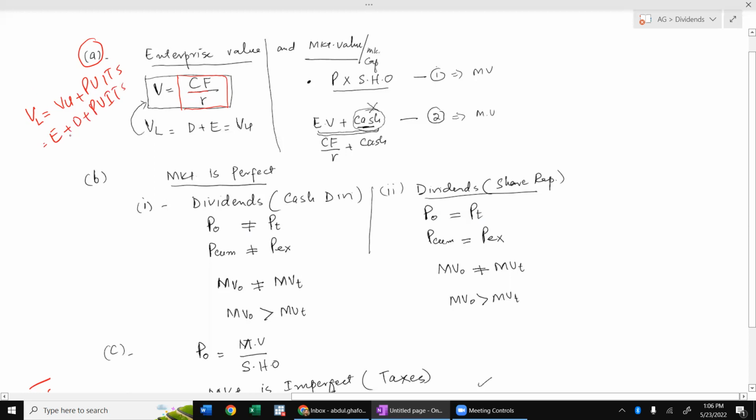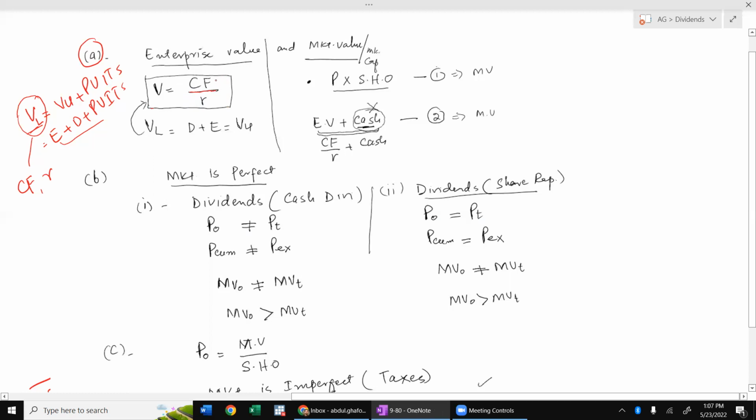You remember that if you have any missing information, you can first calculate V if the question gives you CF and R, or in other words, WACC. Then you can calculate any of the missing information that is required. So this is very important: if I ask you to calculate enterprise value, this is the formula and the information you should look for.